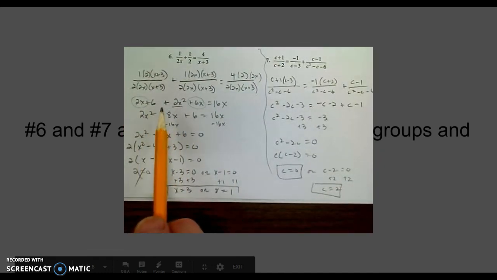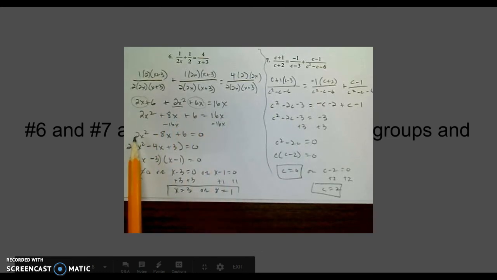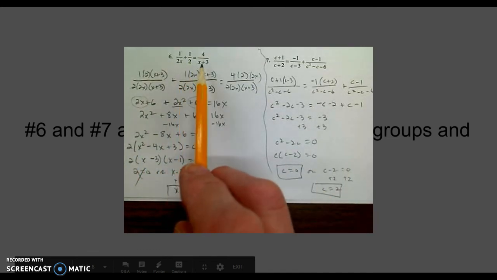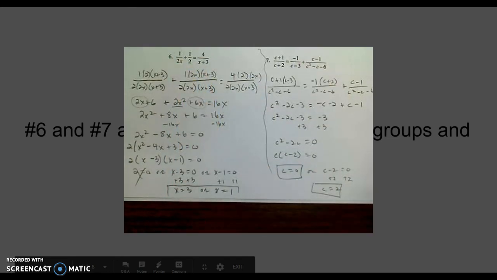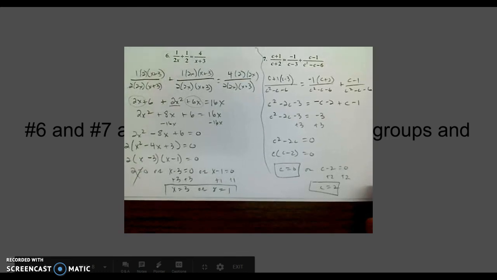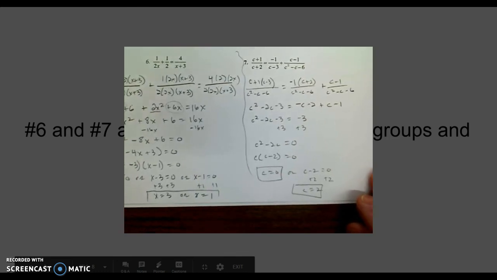So we multiply through and end up with a quadratic: 2x squared minus 8x plus 6 equals 0. Factor out the 2. We have x minus 3 or x minus 1, and neither of those result in a 0 in the denominator. So these are both our answers. Good, x equals 3, x equals 1. Quickly, let's take a look at what would happen with number 7.